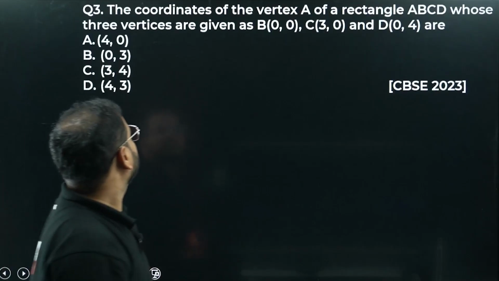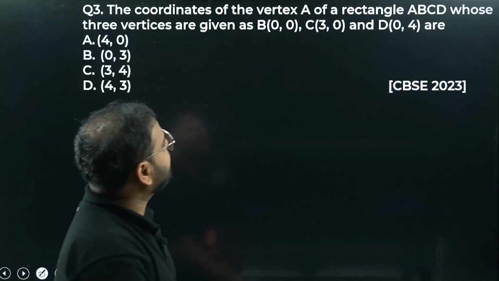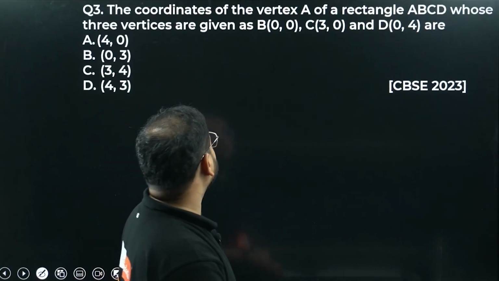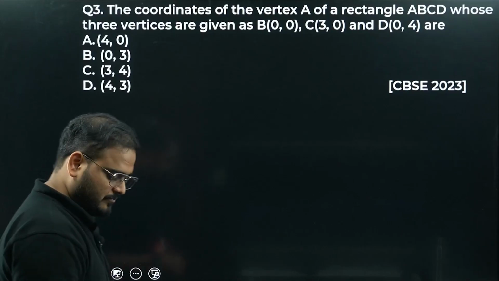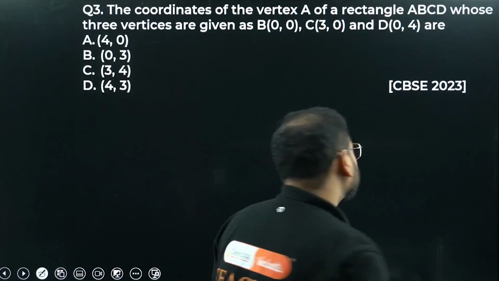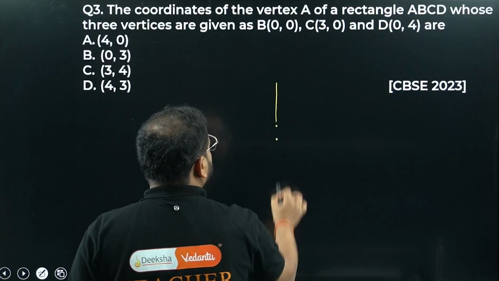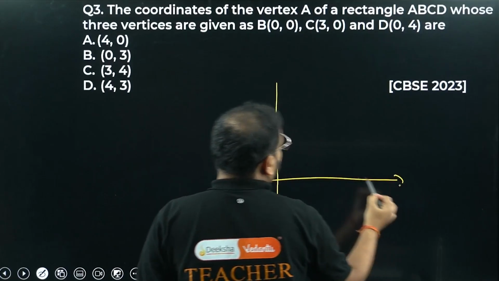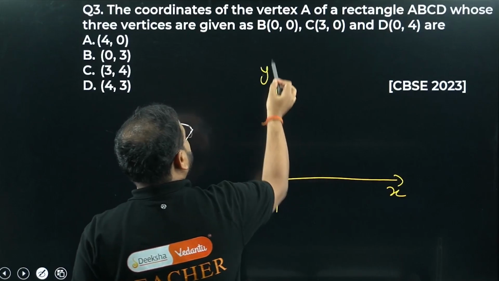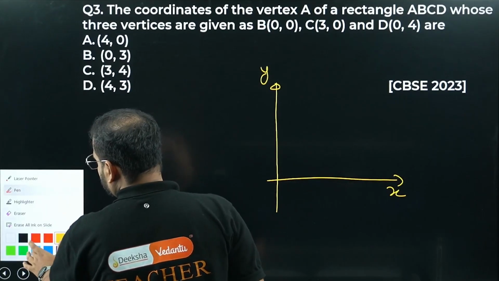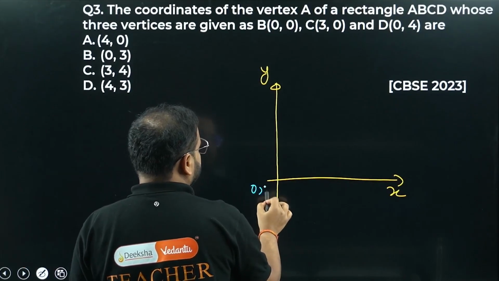Question number 3. The coordinates of the vertex A of a rectangle ABCD whose 3 vertices are given as... Okay, sir. Can a question get simpler than this? Of course not. Sir, you're just saying that for all the questions. But for this question, it is true. You'll see. X is here, Y is here. 0, 0 is where, bacha? 0, 0 is over here, na?